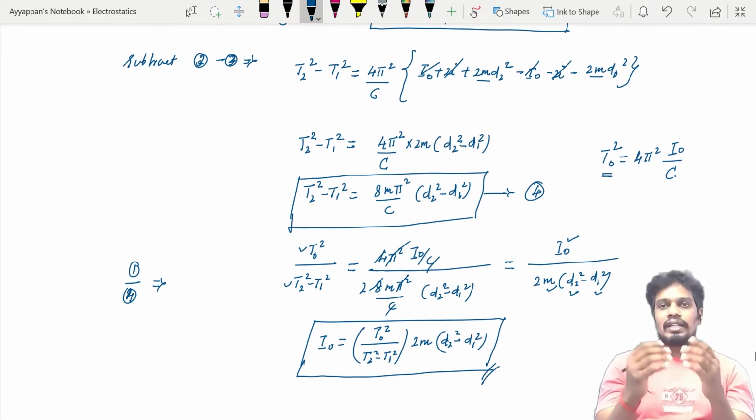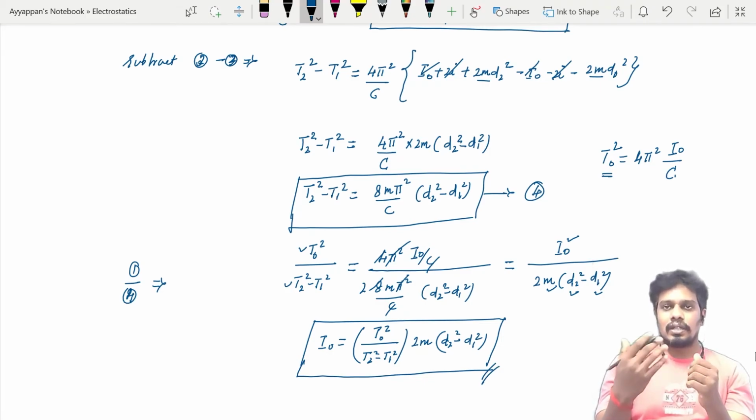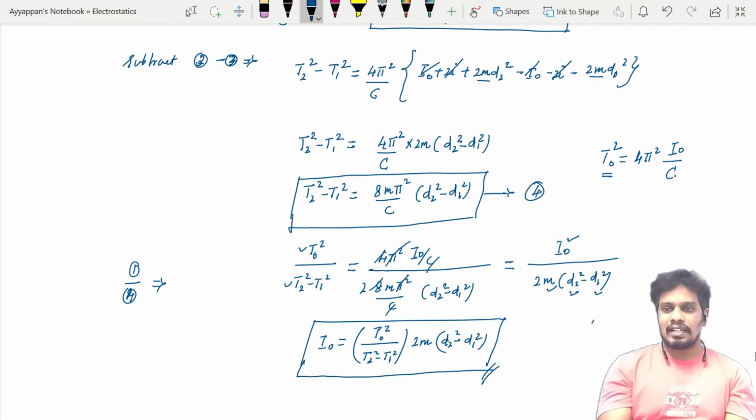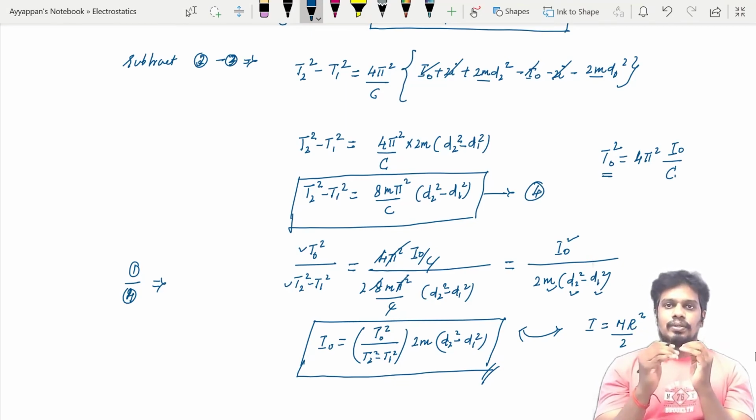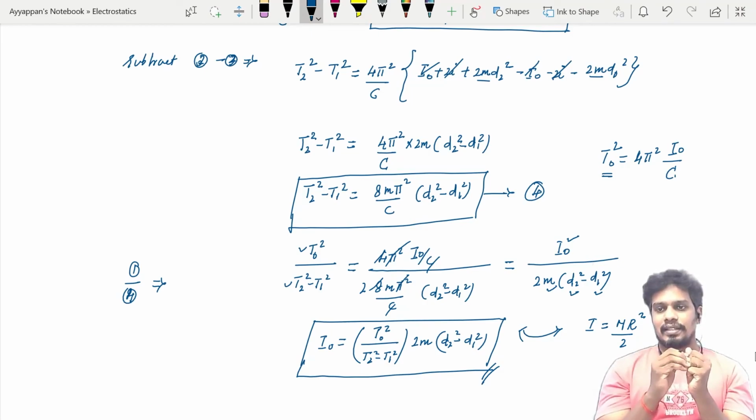This calculated value you can compare with the theoretical value, because theoretically we know the moment of inertia of the disk is equal to mass times the radius square divided by 2. You can compare whether both of them are matching. Some experimental error will be there. In any experiment, it won't exactly match the theoretical value, so we can reduce the experimental error by comparing with the theoretical value.